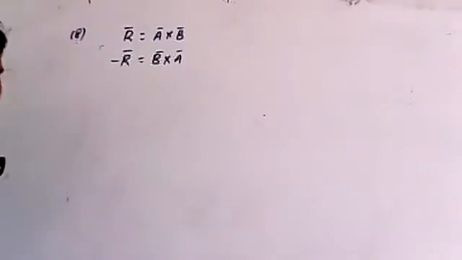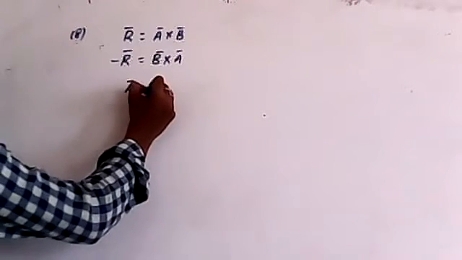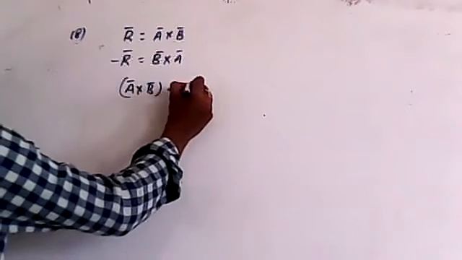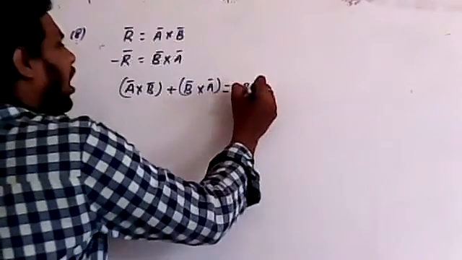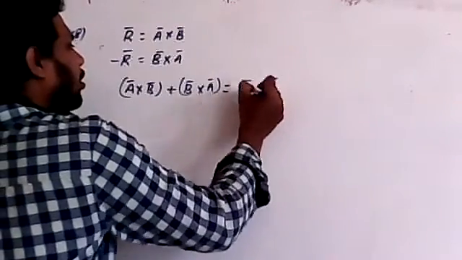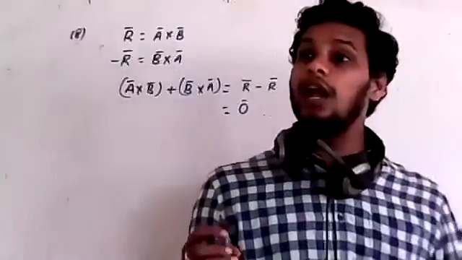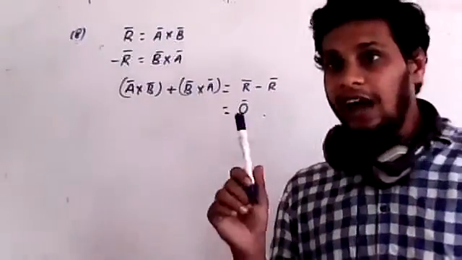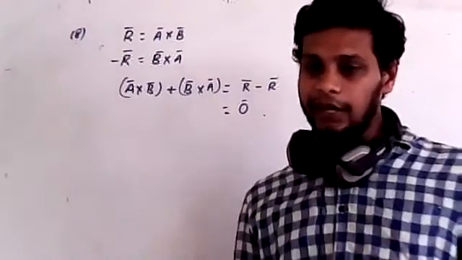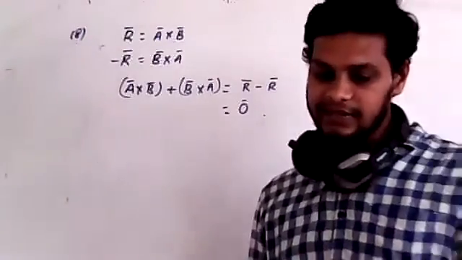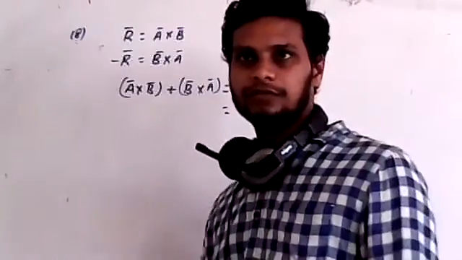Now, according to the question, A bar cross B bar plus B bar cross A bar is equal to R bar minus R bar, which is 0 bar. That is nothing but a null vector. If they ask the magnitude, the answer is 0. But they didn't ask the magnitude. That's why you have to choose null vector as the option.